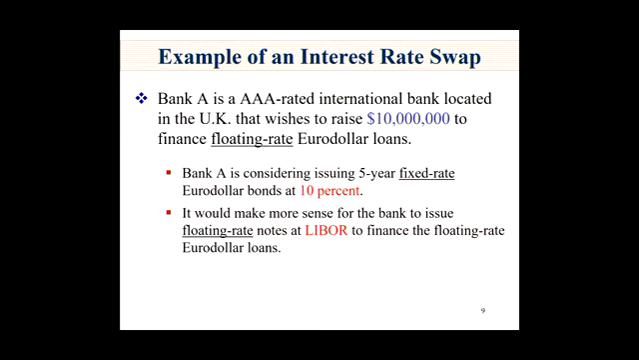Is that all right? Okay, so what will Company A prefer? They would prefer floating rate. Because they've got a floating rate asset, they're going to want a floating rate liability, so we can match them.